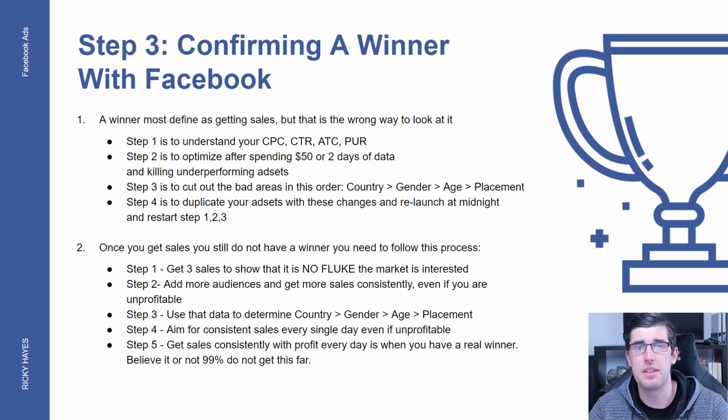Step 3 is to cut out the bad areas in this order. If you're marketing to multiple countries, which is part of my strategy, then the biggest part of an audience is always the country, because you're encompassing all the ages, genders, and so on. So cut out the country, then gender, then age and placement. That part is very tricky for most people. You have to look at the data and really understand it. That's just a skill you're going to have to learn over time.